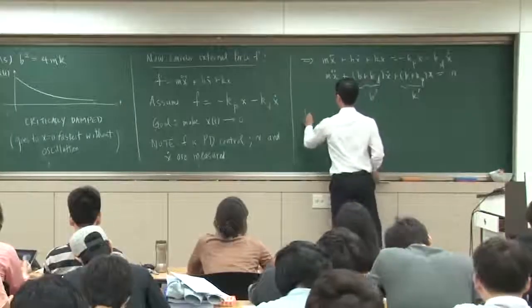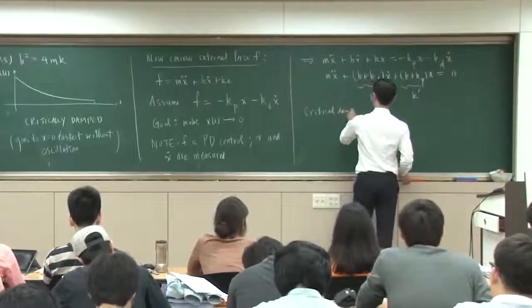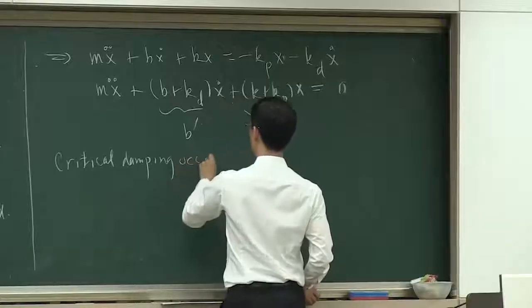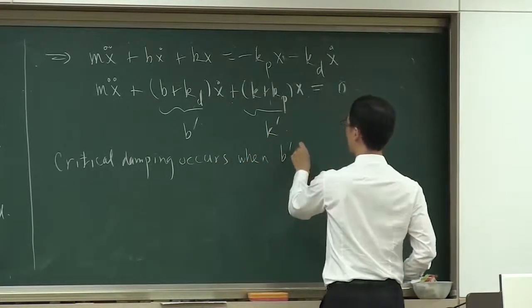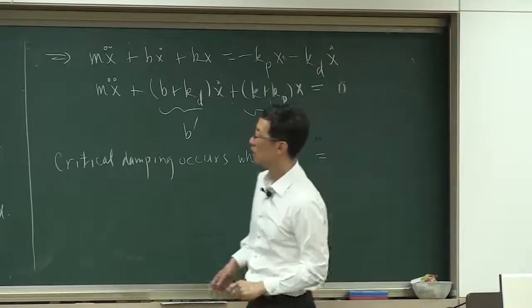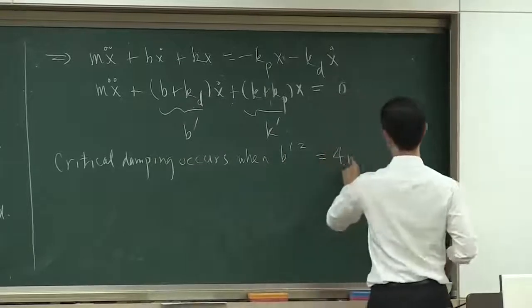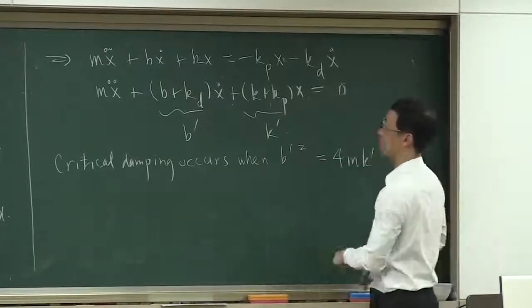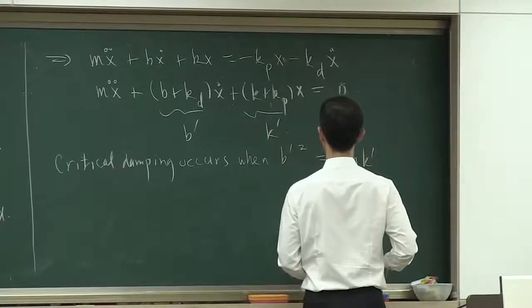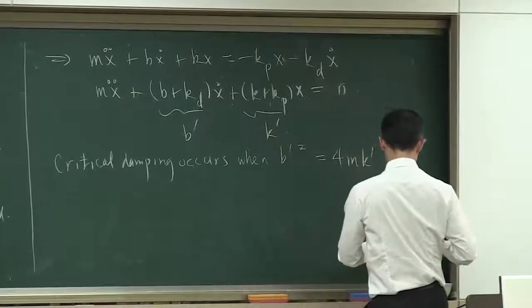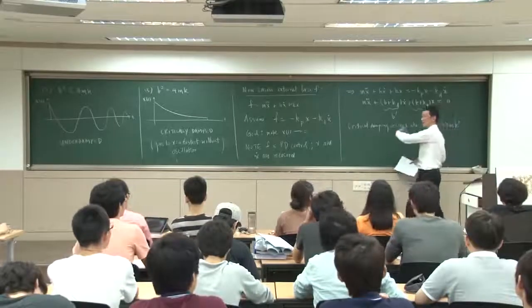So critical damping occurs when b prime squared is equal to 4mk prime. So this would be the mass spring damper system.